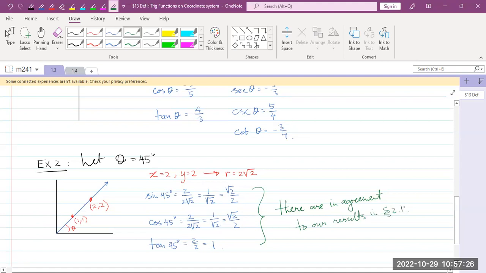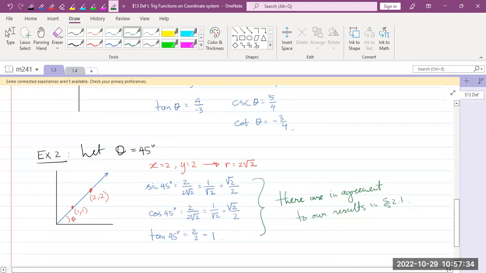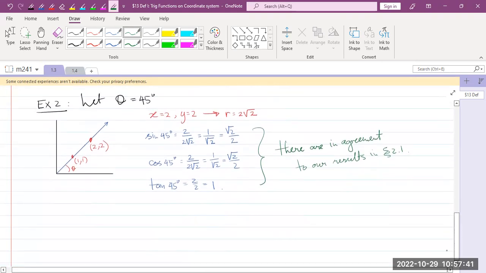Okay. Now, notice that the benefit of this definition 1 is you can now use an angle that is more than 90 degrees. Okay, or how about 90 degrees first? Let's do 90 degrees first. Okay, let's call this example 2b.